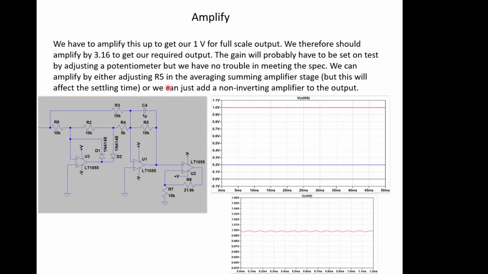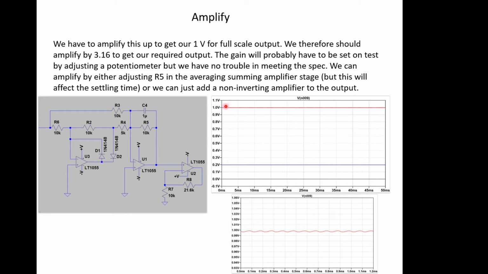So we can amplify in our circuit by either adjusting R5. Where's R5? So this one here, the overall gain resistor in the summing amplifier stage, or we can just add a non-inverting amplifier to the output if we wanted to. So the output of our system, what we've done here, we've just added one. And so now for our 3 test input signals, we're still getting out something close to 0, 0.2 volts for 100 millivolts in, and 1 volt out for our 0.5 changing capacitance.